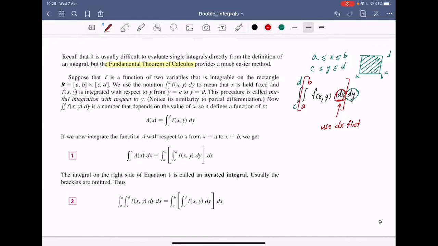Sounds good? Well, I'm going to show you how to do that in a minute. We already did an example last time, but we're going to redo it again because this is your first class for double integration. I want to go slow to make sure that everyone is on track and everyone can do this integration. Sounds good?